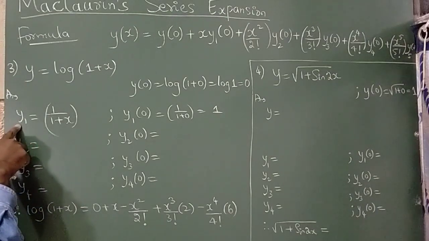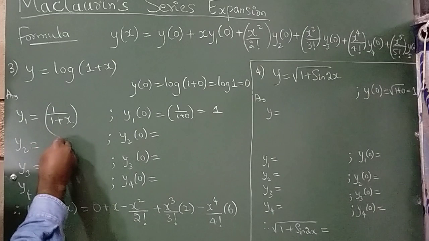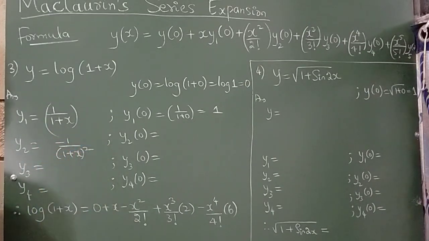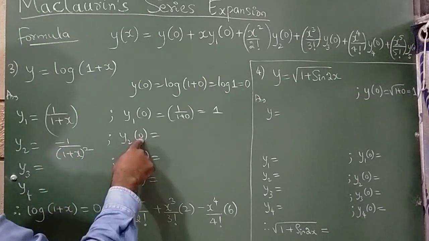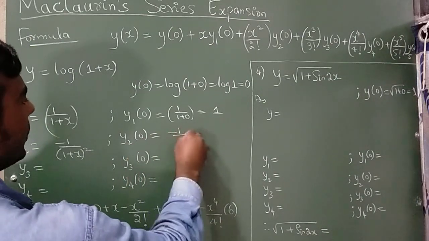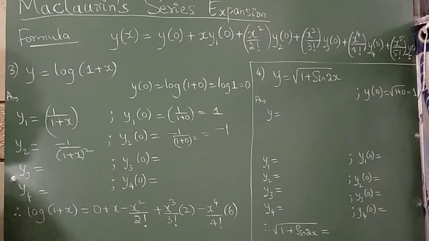Now if I differentiate y1, then I'll get y2. So if I differentiate this, I'll get minus 1 divided by (1 plus x) whole square. Fine. Now in place of x, I must substitute 0. Minus 1 divided by (1 plus 0) whole square. So the answer will be minus 1.